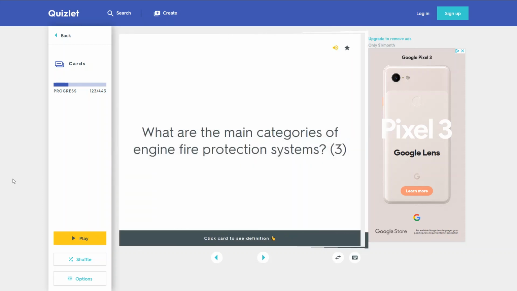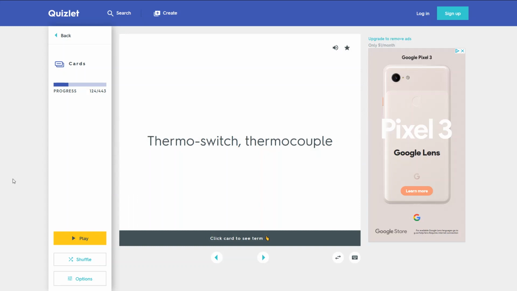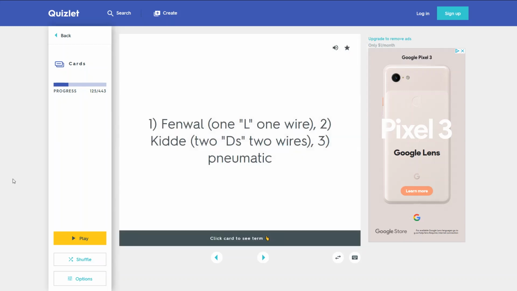What are the main categories of engine fire protection systems? Spot detection, continuous loop flame detectors. Name examples of spot detection type systems. Thermoswitch, thermocouple. Name examples of continuous loop detection systems. 1. Fenwal. 2. Kidde. 3. Pneumatic.